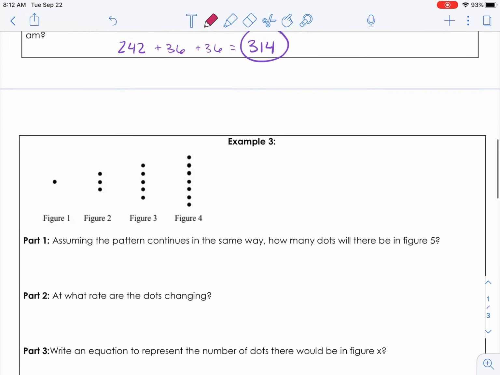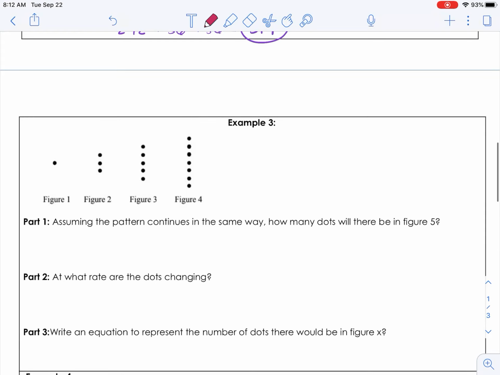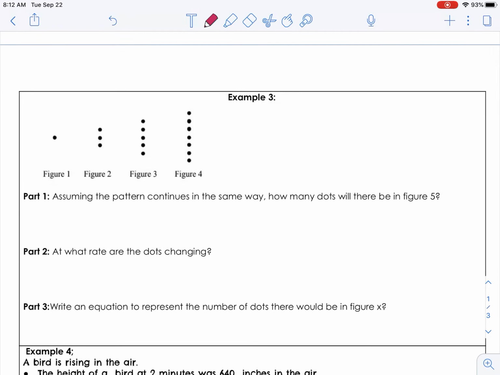Okay, for the next one, this is a little drawing, so we're going to have to count those dots. It says, assuming the pattern continues in the same way, how many dots will there be in figure 5? In figure 1, there's 1 dot. In figure 2, there's 3 dots. In figure 3, there's 5. In figure 4, there's 7.